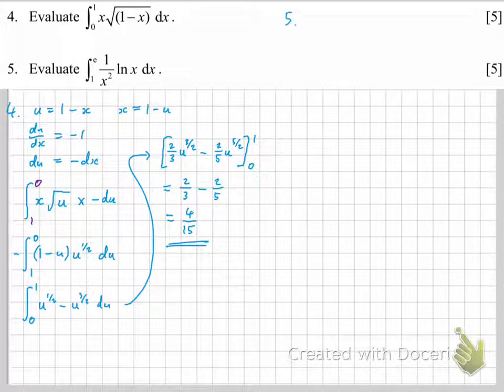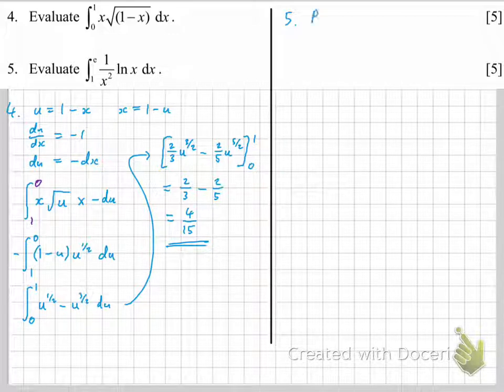Okay, question 5. I'll start up there where I've got plenty of space. You need to learn that if you have a ln x as part of your integrand, then you need to use integration by parts. That's just a fact you need to learn. So once you've established that it's parts, it's just go through the motions of parts. So you're going to have to differentiate the ln x, because integrating that will make it more complicated.